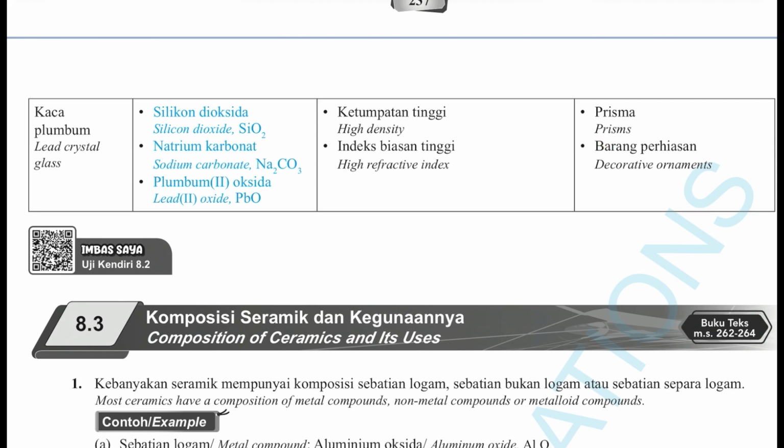Prism ni maksudnya kalau kamu dalam fizik dia gunakan segitiga to produce spectrum of light. When the white light pass through the prism, refraction of light will occur. Refraction ni maksudnya pembiasan cahaya akan berlaku.